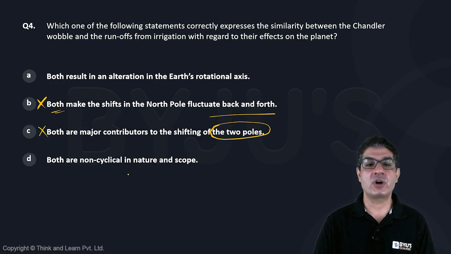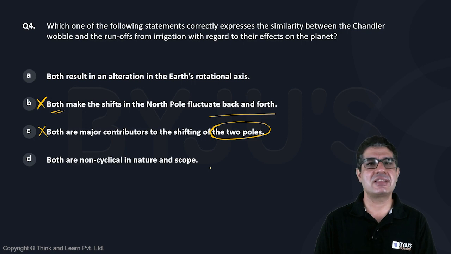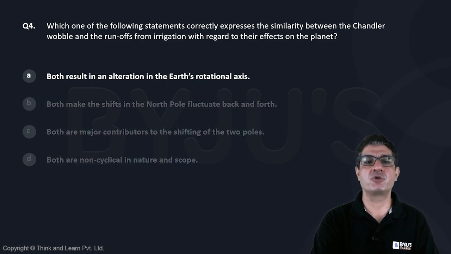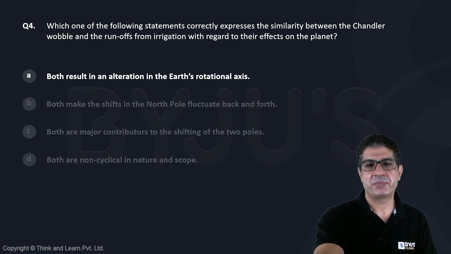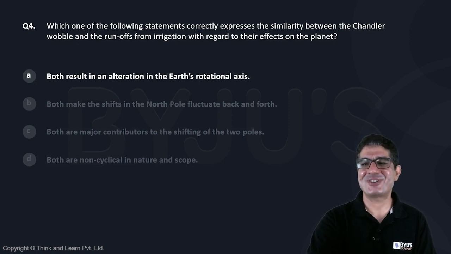D, both are non-cyclical in nature and scope. Hell no. The Chandler wobble is cyclical. Irrigation on the other hand is not cyclical. So even D is false, and that is why our answer to question number 4 should be option A. So that takes care of our first RC passage for this particular mock.